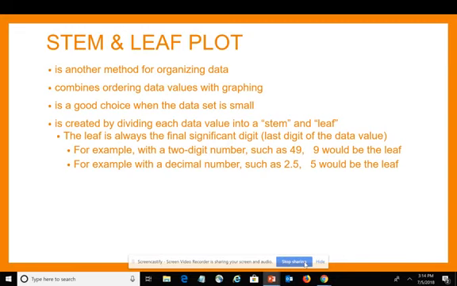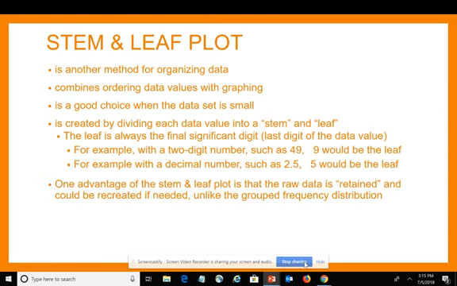The way we create a stem and leaf plot is we divide each of the data values into what we call a stem and a leaf. The leaf is always the final significant digit or the last digit of the data value. So, for example, if you have a two-digit number such as 49, 9 is the last digit and it would be considered the leaf. In a decimal number such as 2.5, 5 is the last digit of the data value, and so 5 would be considered the leaf.